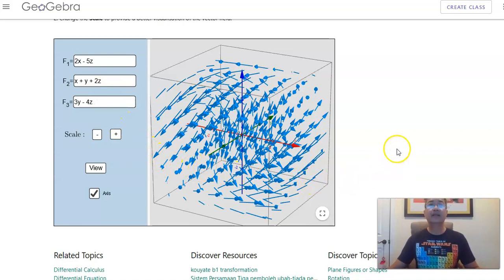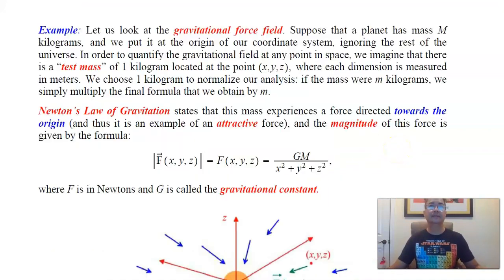Okay, so enough playing. Let's go back to our ebook. All right, so let's talk about the gravitational force field. What physicists do is they idealize a scenario. Imagine a universe where there's nothing, complete emptiness, except for one planet. Sounds ridiculous, but it's useful to simplify the calculations. So we will situate that planet at the origin, 0, 0, 0, and let's assume it has mass capital M. That planet is going to attract other objects.